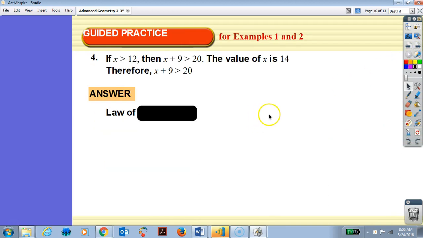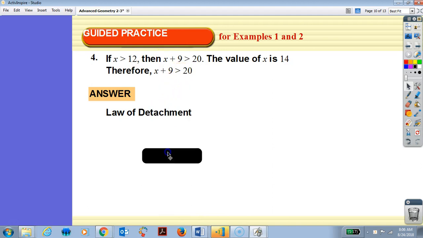How about here? If x is greater than 12, then x plus 9 is greater than 20. The value of x is 14. Does that satisfy my if? Yes. So my answer is what follows the then? Law of detachment.